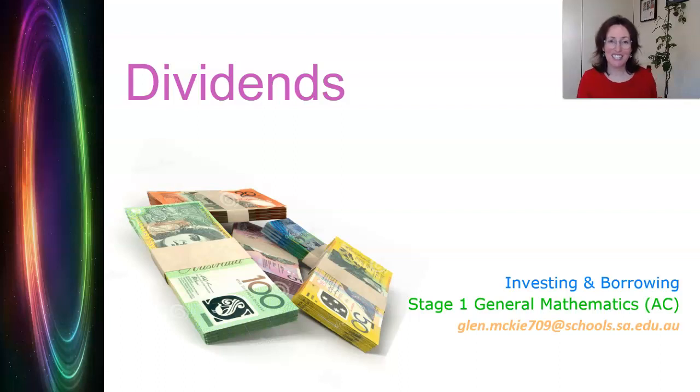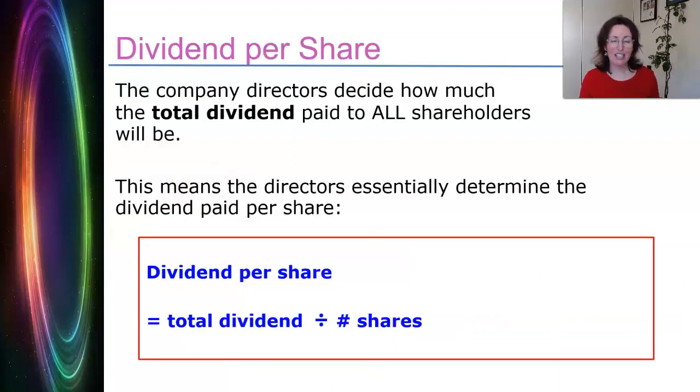Dividends. This is the last section within the share topic that we've been talking about, which falls under the broader section of financial maths. So, dividends per share. We've talked about buying and selling shares. Now, what about earning dividends? That's where a company makes a profit and then they share that profit out with their shareholders.